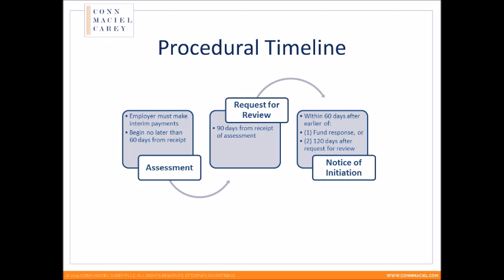You have 90 days to file a request for review, and then after that you can initiate arbitration within 60 days after the earlier of the fund's response to your request for review. And a lot of times the funds won't respond because they figure you don't know what you're doing, and therefore you'll wait to hear from them, and by the time you ever hear from them, which is never, your deadline to arbitrate will have run, because it opens up 120 days after your request for review is sent to the fund.